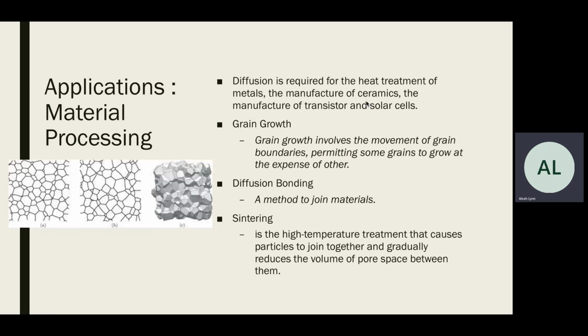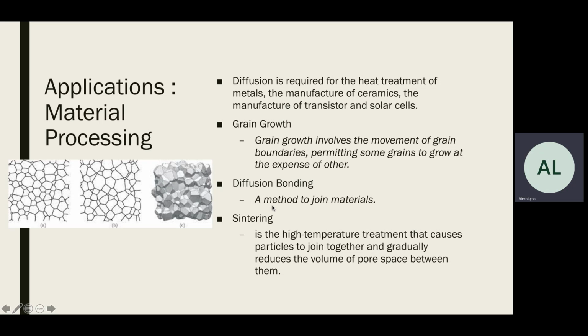So, applications in material processing. Diffusion is required for the heat treatment of metals, the manufacture of ceramics, and the manufacture of transistors and solar cells. Some of the different ways that we see diffusion in material science is grain growth. Grain growth involves the movement of grain boundaries, permitting some grains to grow at the expense of others, which you see in A and B. You can see the pattern change, and this is really important with crystals.